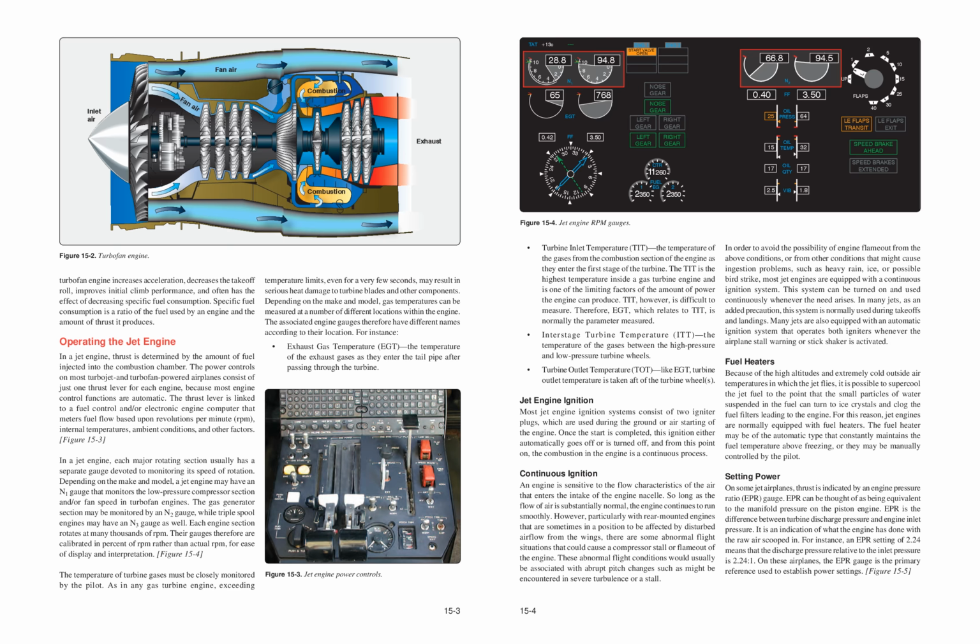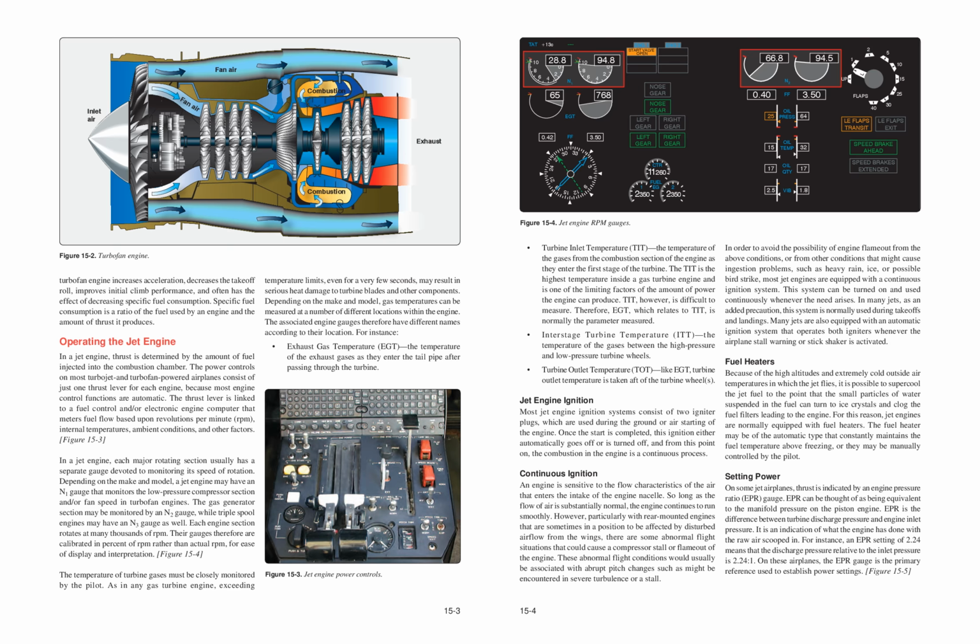In order to avoid the possibility of engine flameout from the above conditions, or from other conditions that might cause ingestion problems, such as heavy rain, ice, or possible bird strike, most jet engines are equipped with a continuous ignition system. This system can be turned on and used continuously whenever the need arises. In many jets, as an added precaution, this system is normally used during takeoffs and landings. Many jets are also equipped with an automatic ignition system that operates both igniters whenever the airplane stall warning or stick shaker is activated.